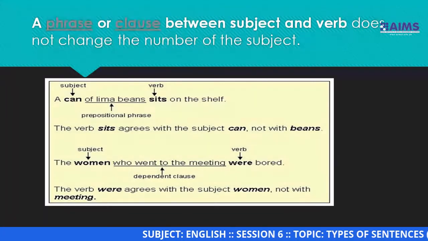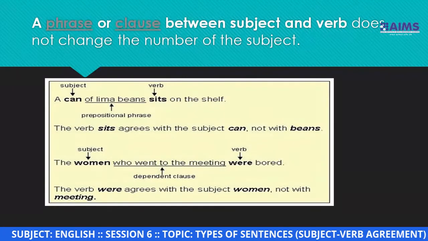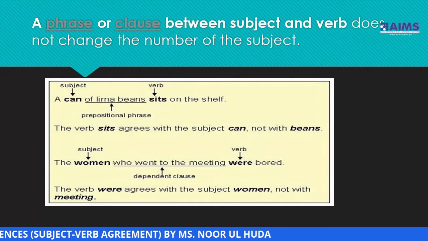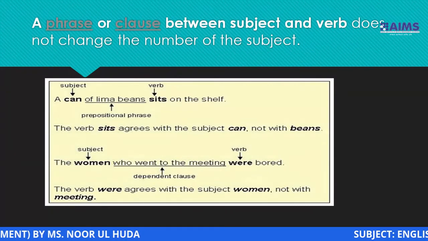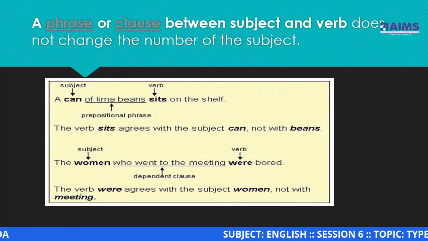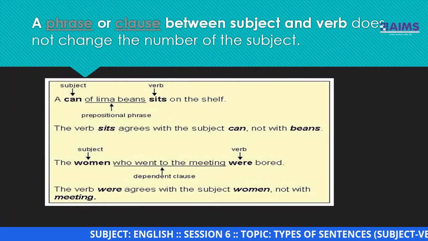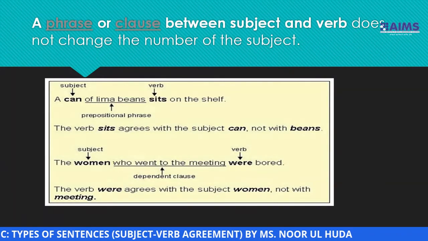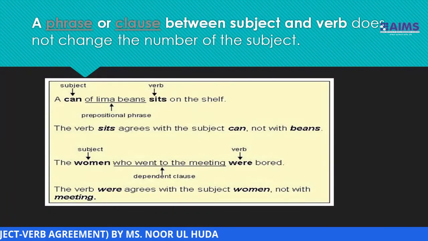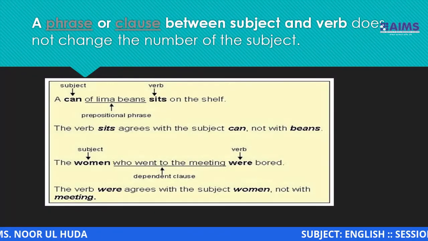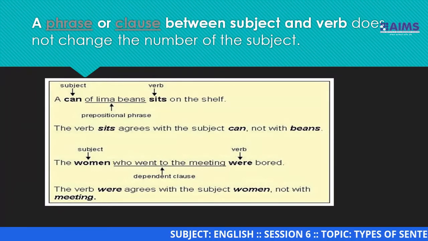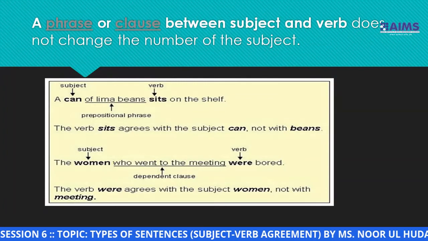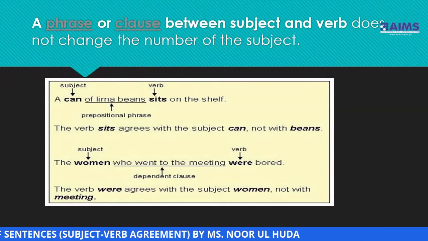A can of lima beans sits on the shelf. Let's suppose a can could be of lima beans. Beans is the plural here, so we should not write that a can of lima beans sit on the floor. It would be wrong because the verb sits links with the can. So a can sits on the shelf. We are just elaborating what is in the can. The verb sits agrees with the subject can, not with beans.